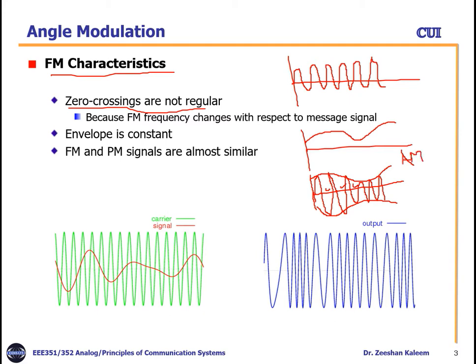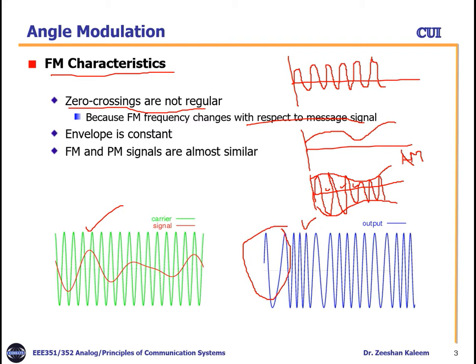But in the case of FM, the frequency changes with respect to the message signal, while the magnitude or the amplitude remains the same. Let's see. The green one is our carrier, and the red one is the message signal which we need to transmit. In the carrier, you notice that there is a regular zero crossing, right? But when this message signal is used to modulate this carrier, there is a low frequency portion here, and this is a high frequency. When the message signal is high, the frequency rises, and then when the message signal becomes low, like this negative part, the frequency decreases.